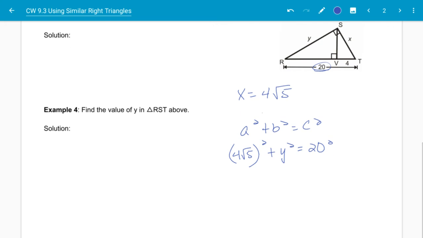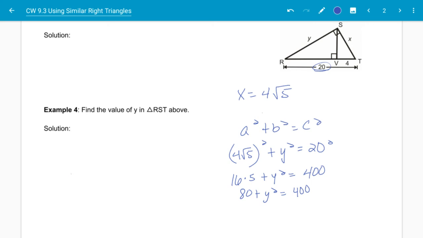So 4 squared is 16. Square root of 5 squared is 5, plus y squared is equal to 20 squared, which is 400. And 16 times 5 is going to be 80. So I'm going to get 80 plus y squared is equal to 400. So I'm going to subtract 80 from both sides. So 400 minus 80, that is 320.